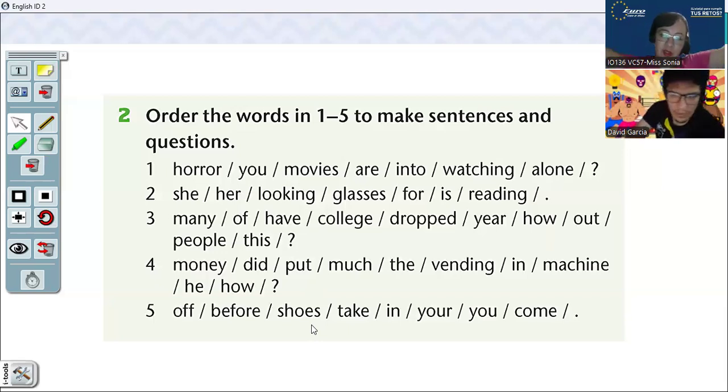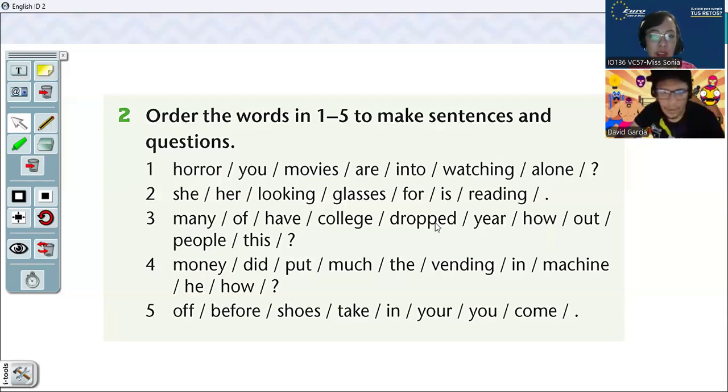Take off your shoes before you come in. Like in Japan, no? Take off your shoes before you come in. In Japan, yes, that is usual, no? Because it's part of the culture, of course.